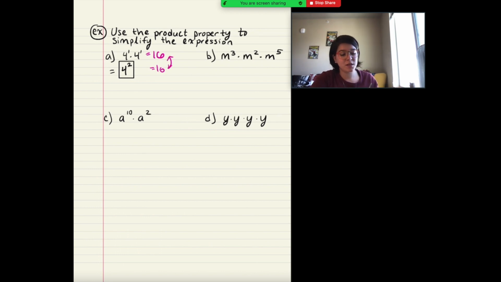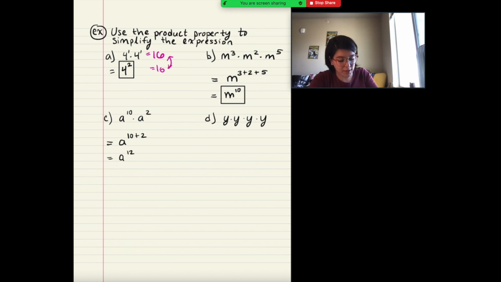For b, we have m to the third times n squared times n to the fifth. So we need to add our exponents but keep the same base. So these all have the same base, so we'll keep our m, but then we'll add our exponents. So we have 3 plus 2 plus 5. 3 plus 2 is 5, plus 5 would be 10. So we get m to the 10th. For part c, we have a to the 10th times a squared. So again, we'll keep our same base, which is a, and then we'll just add our exponents. So 10 plus 2 would be 12, so we get a to the 12th.